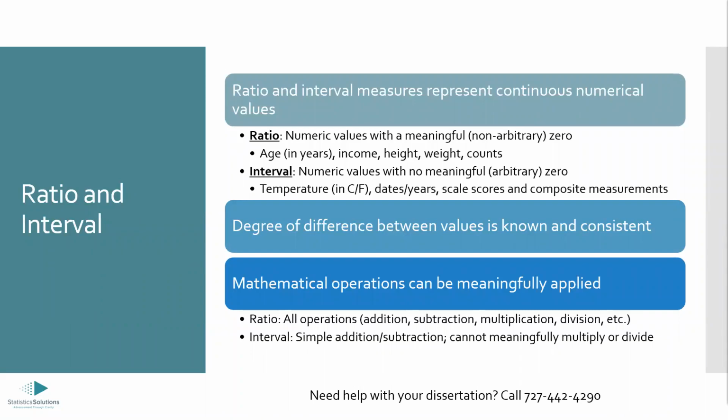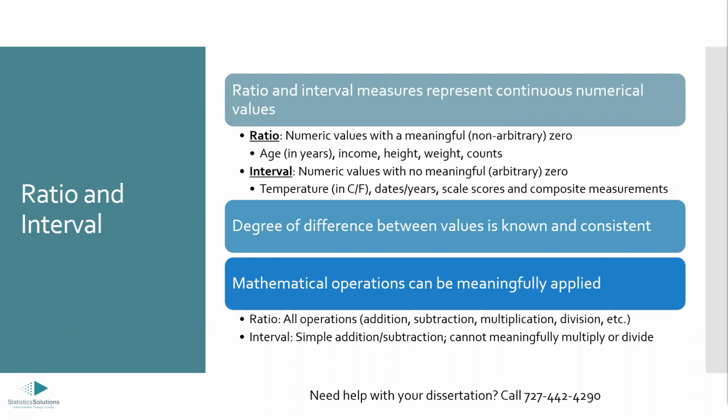So now let's start talking about the different types of levels of measurement and what they are. We'll start with ratio and interval data. Ratio and interval measures represent continuous numerical values. So if you think of, for instance, numbers on a number line, like numbers between 1 and 10, that has just a continuous numeric value, like someone's age in years or their income in dollars. That's what we think of when we think of ratio and interval type data.